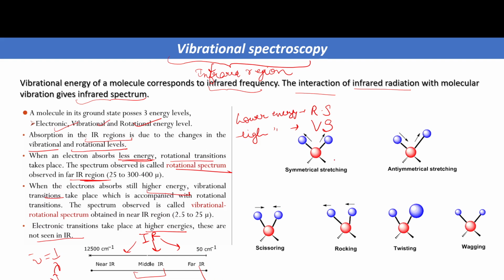Now if we look at the types of vibrations in IR, there are two types: stretching and bending.